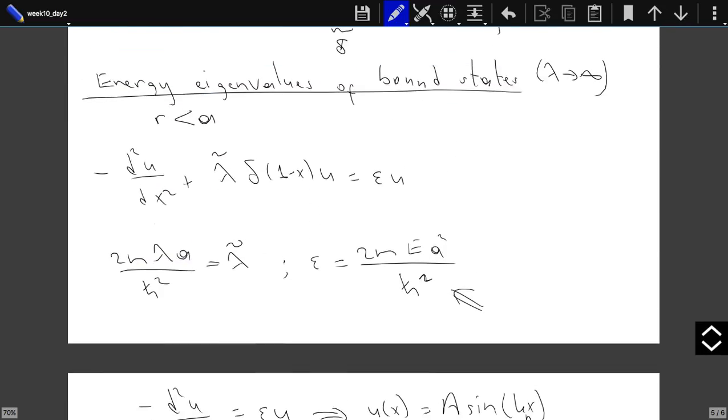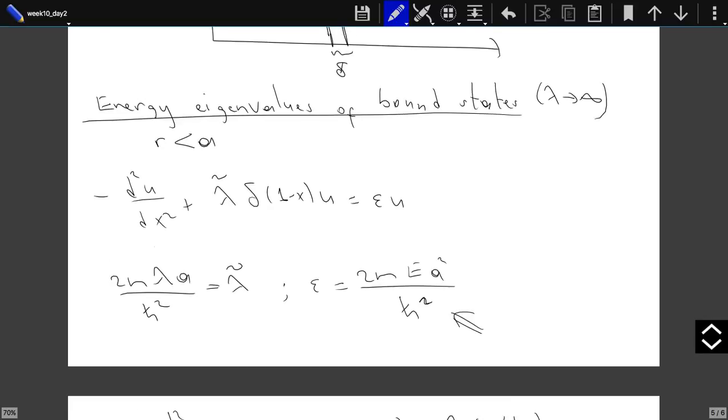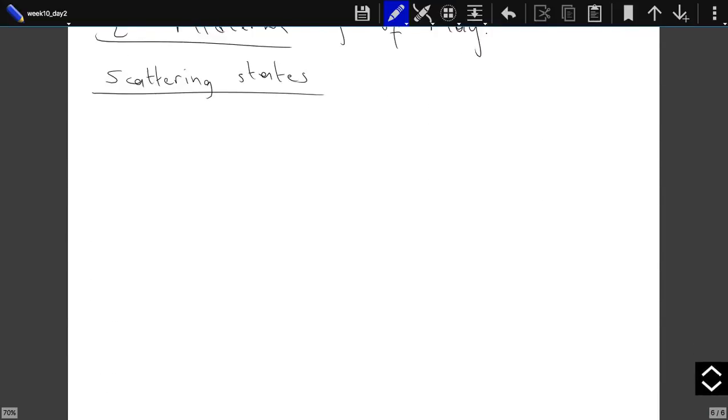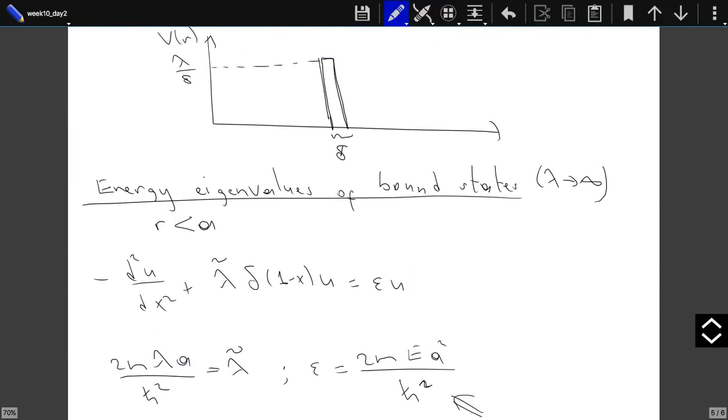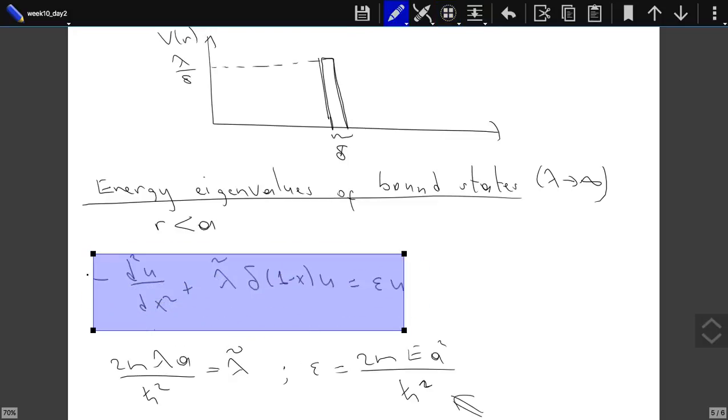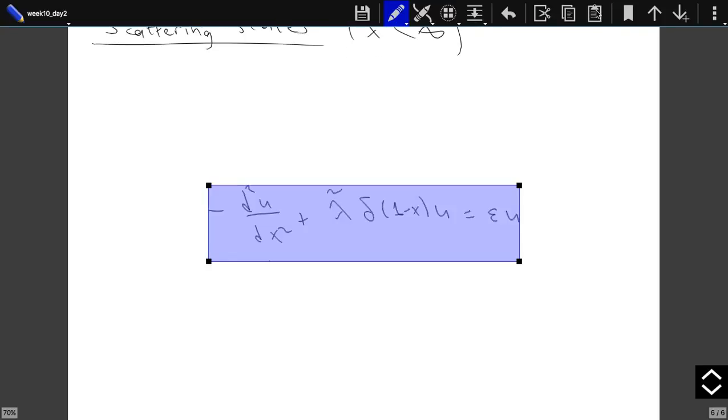Now we need to solve this. Well, all states are in a sense scattering states, because if lambda is finite, there are no bound states. There are no real bound states. So let's solve our equation. This is our equation. Epsilon now can take any values, but of course it has to be positive. There is no negative energy solution.